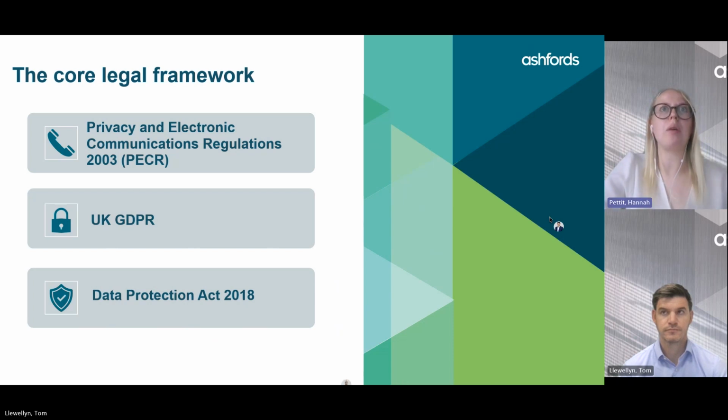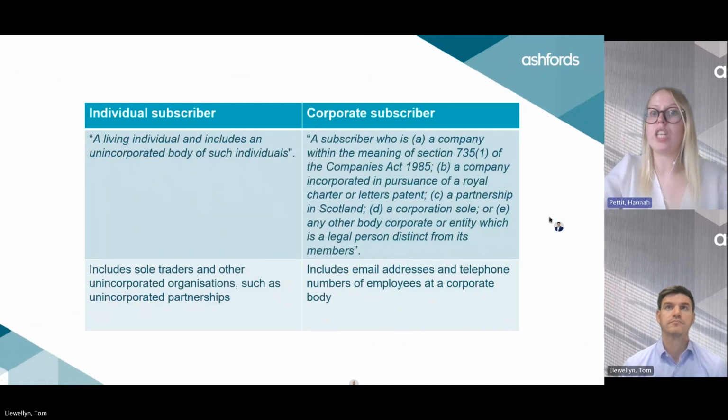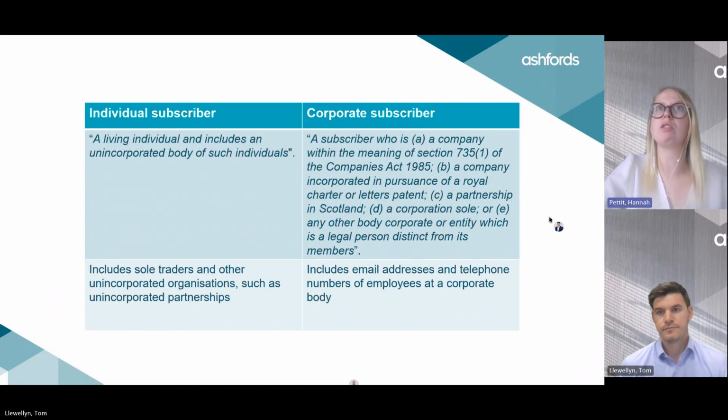So now what I'm going to do is explore those specific direct marketing rules under the Privacy and Electronic Communications regulations. The rules differ depending on the type of marketing you want to carry out, and also whether you're sending it to an individual subscriber or a corporate subscriber. So I want to start by just setting out the difference between individual and corporate subscribers, and then I'll dive into the different types of communications and what the rules are for each.